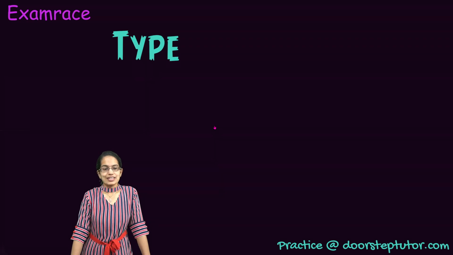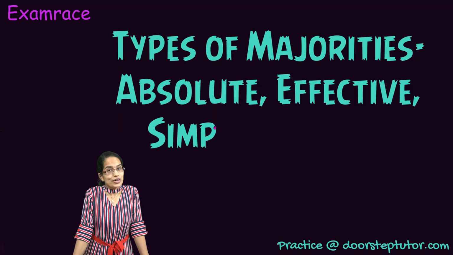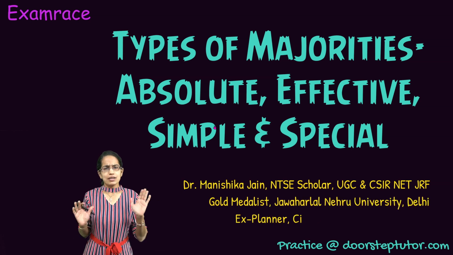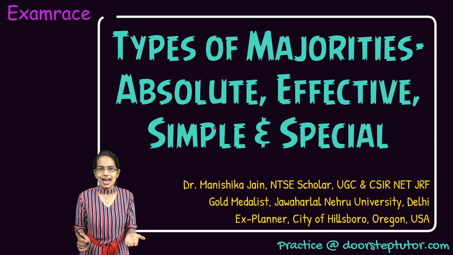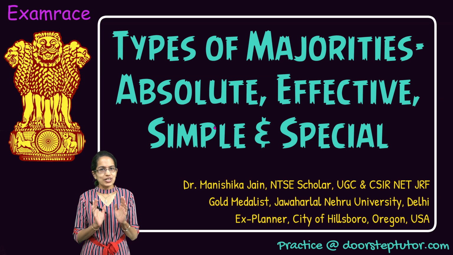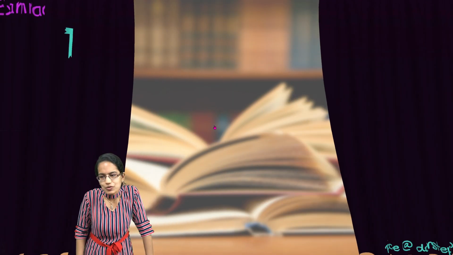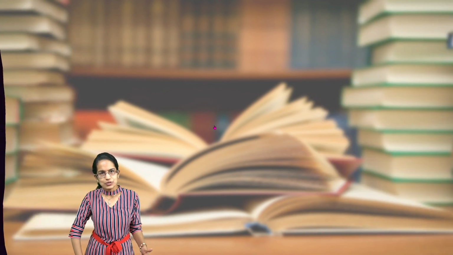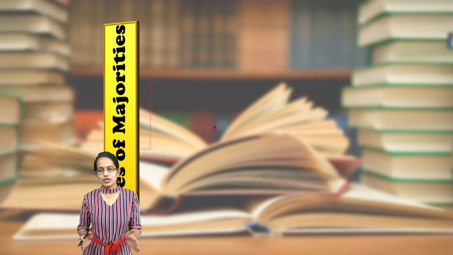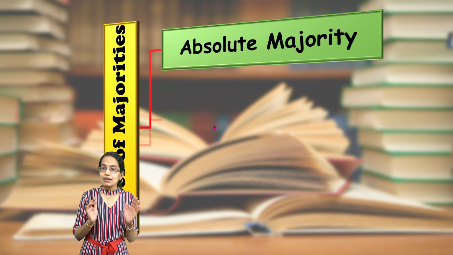Types of majority. What we will discuss today is four different types of majority. They appear pretty similar, but what's the exact difference? That is something we will understand today. The four types we will focus on are absolute majority, effective majority, special majority, and simple majority.